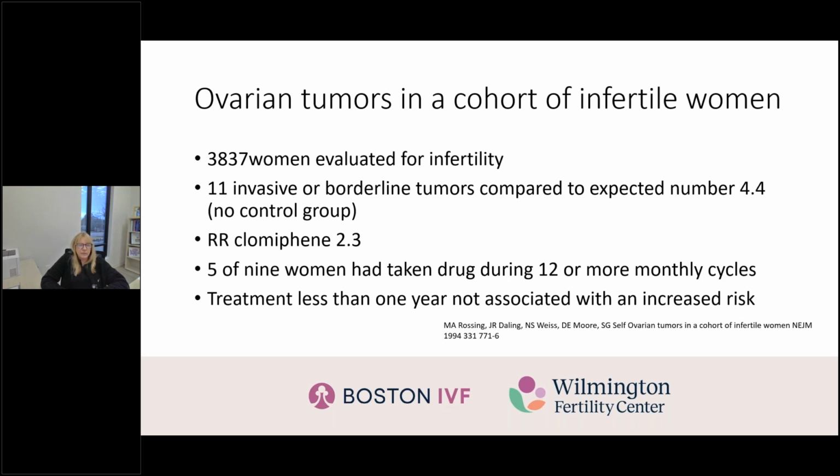There were only 5 of the 9 women who had taken the drug for more than 12 cycles, and they stated that treatment for less than 1 year was not associated with an increased risk.